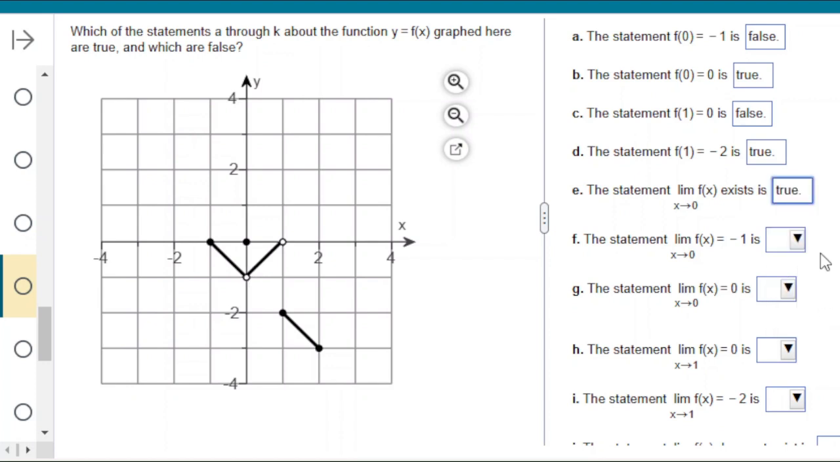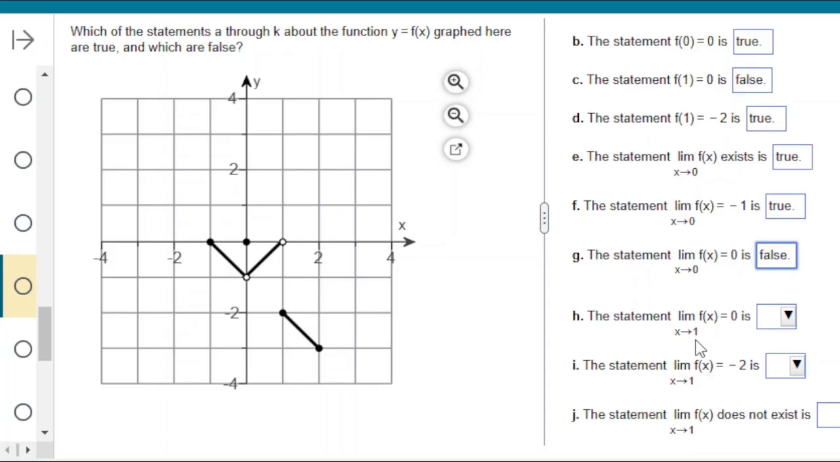So the limit exists. That's true. And the statement limit as x approaches 0 of f of x is -1. That's also true, right? We are approaching -1 as we go from the left and the right. Now, the statement limit as x approaches 0 of f of x equals 0, that's false. F of 0 is 0, but the limit as x approaches 0 of f of x is not 0. It's actually down here at -1.